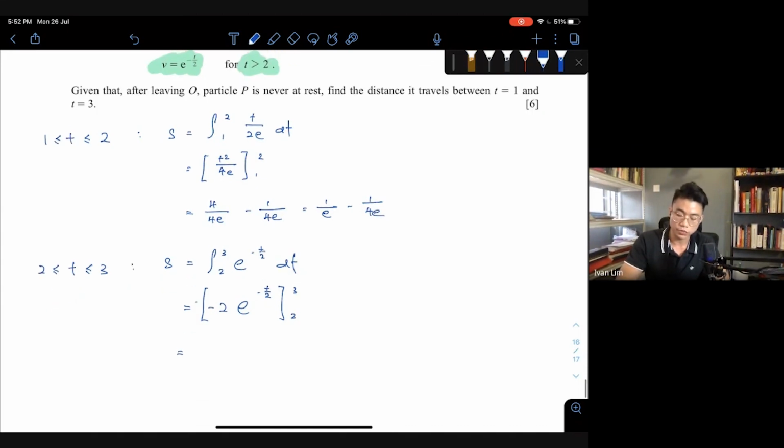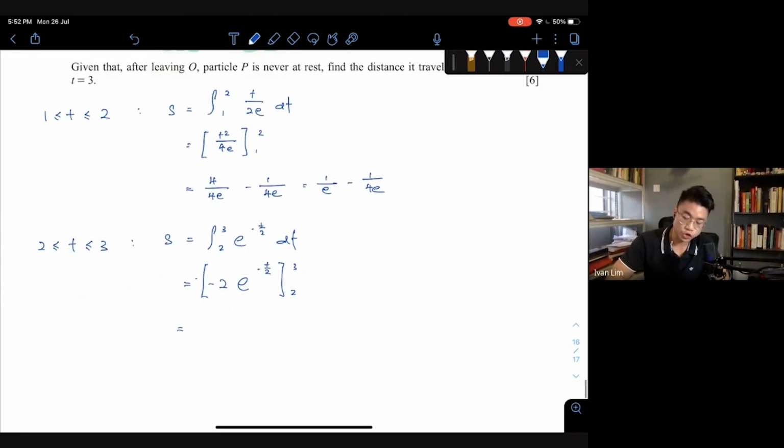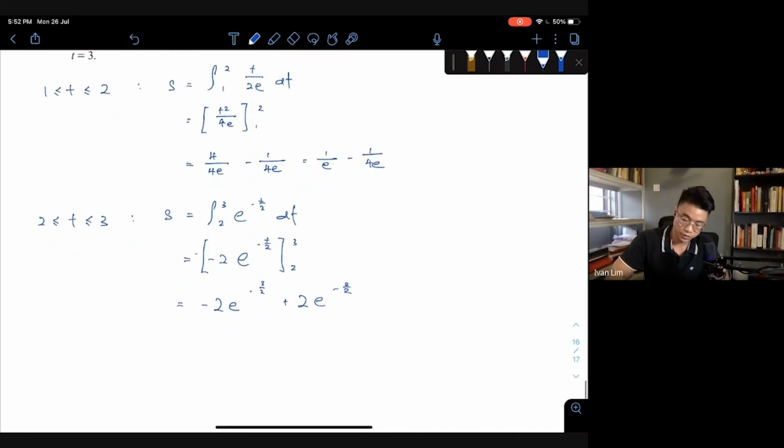So you have to use this second one from 2 to 3. So sub in the 3 and the 2, you get negative 2e to the negative 3 over 2 plus 2e to the negative 2 over 2. It will be negative 2e to the negative 3 over 2 plus 2 over e.